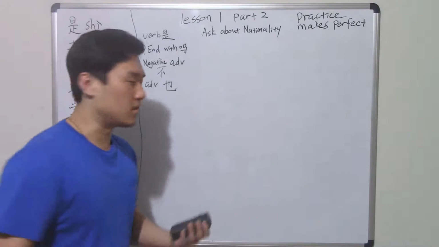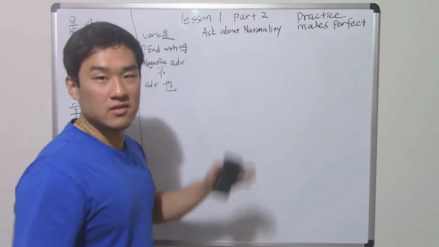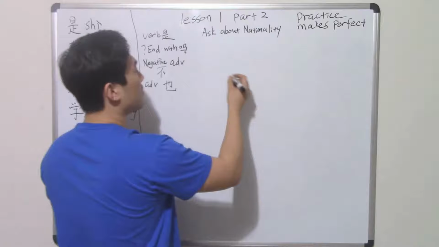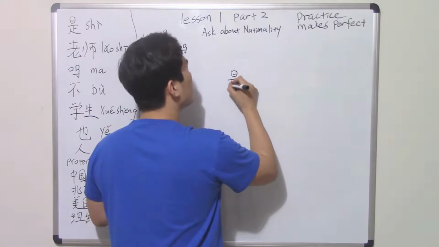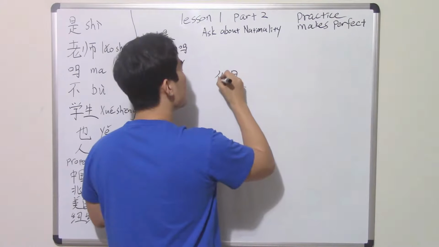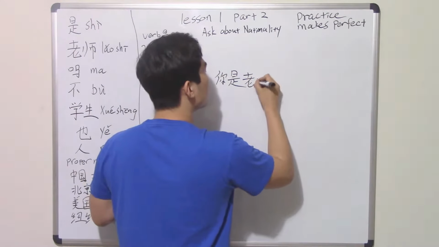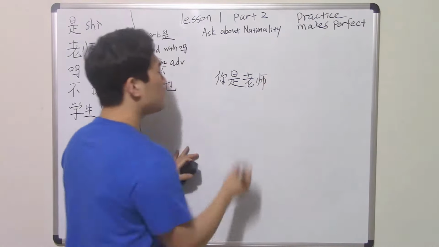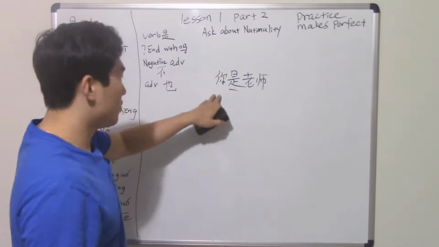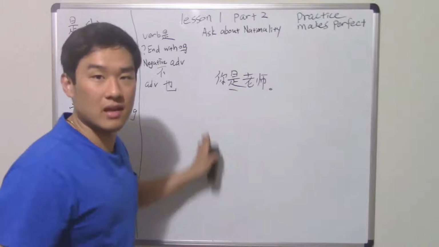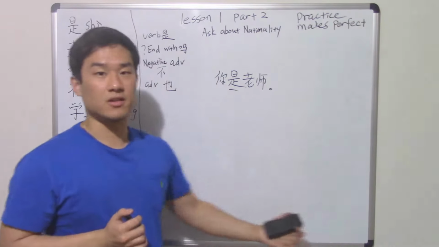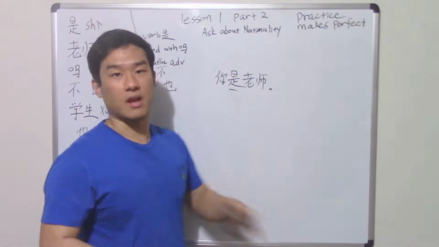So what does that mean? That means the same thing. Let's use the same example here. First one, let's say 你是老师. 是 means you are, so you are a teacher. If you simply put a period here, then it's a statement that's already been declared. You are a teacher, period.